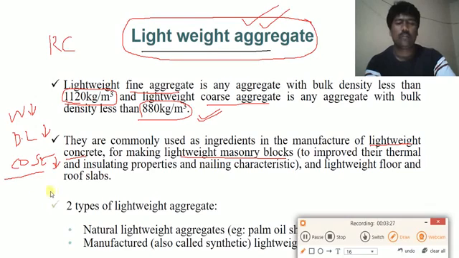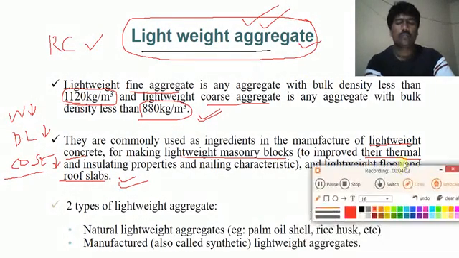So it mainly improves the thermal resistance also. The thermal capacity of the structure can be a masonry block, can be an RC block, can be a concrete. So in every case, the thermal capacity is increased. And also the lightweight floors and lightweight roof slabs are also made with the help of these lightweight aggregates.